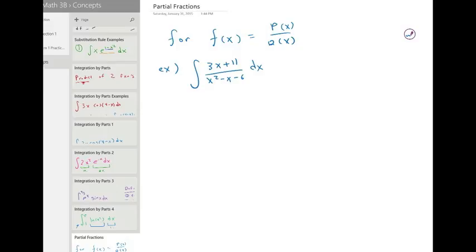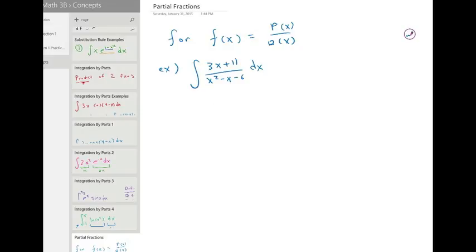If you look at this real quick, you'll notice you can't really do a u substitution here. If we set u equal to x squared minus x minus 6, our du would be 2x minus 1 dx, and I can't find that up there. I don't know about you. So that's not going to be the way to go for these problems.